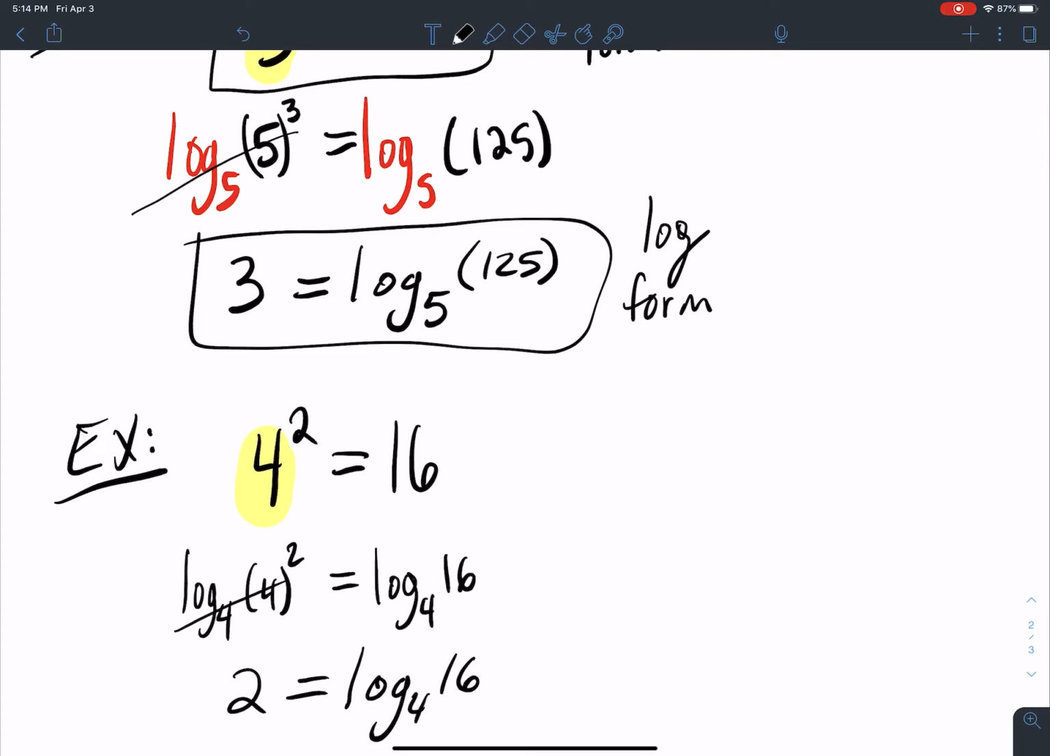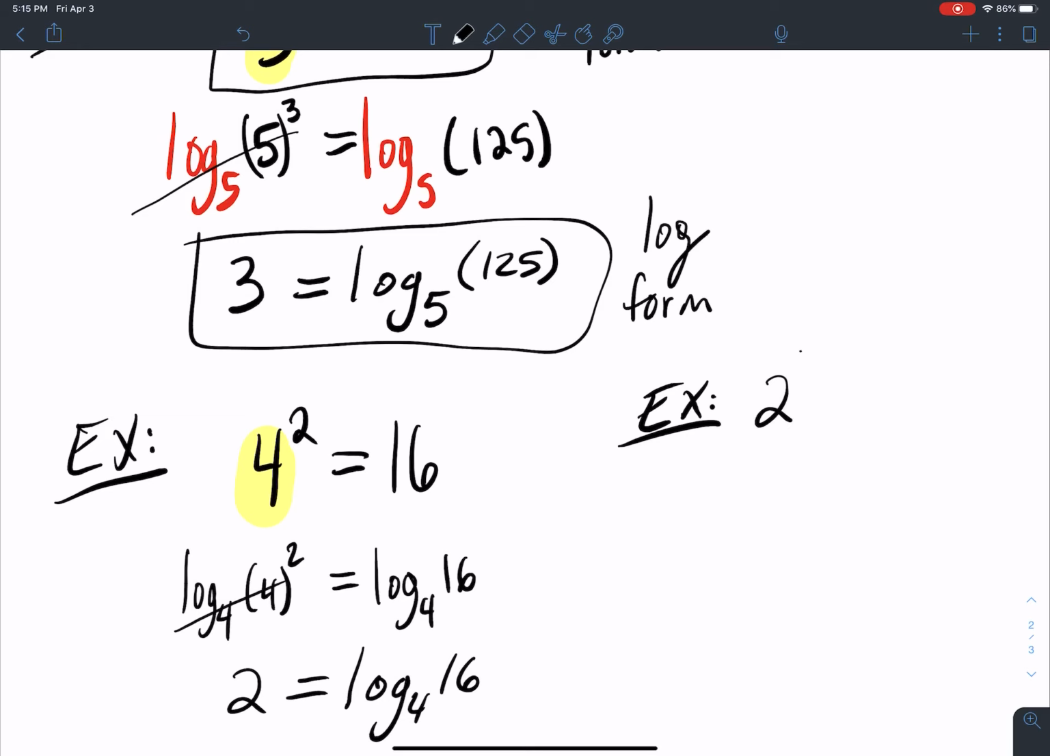When you think of logs and exponentials, think of a log as the anti-exponential. It's the opposite. So the opposite of adding is subtracting. The opposite of multiplying is dividing. The opposite of exponential is logarithmic. So we're just doing the opposite here. Okay? Let me do another one.